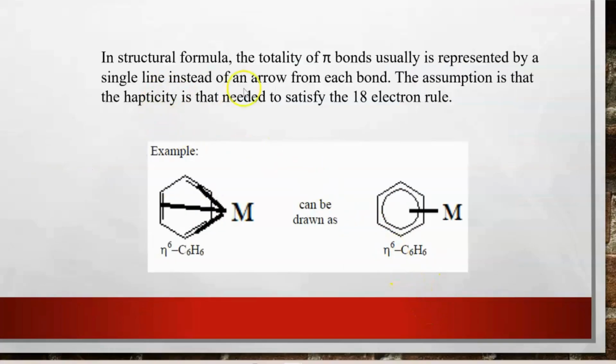In the structural formula, the totality of the pi bond is usually represented by a single line instead of an arrow from each bond. So instead of drawing like this, we just need to draw a straight line like this. The assumption is that the hapticity is what is needed to satisfy the 18 electron rule. Okay, so this is the way we can draw hexahapto C6H6.